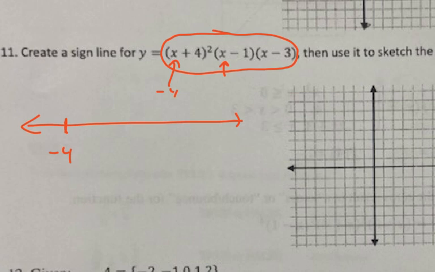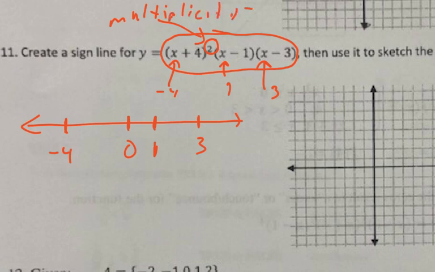Right here, 1 is 0. Here, of course, is 0. And right there, 3 is 0. And it doesn't have to be perfect, just close. So we now know we have 3 zeros. Now notice how this is a double root, right? The multiplicity of this root is 2. That means it's a double root. What does that mean? That means it's going to bounce once we grab this bad boy.